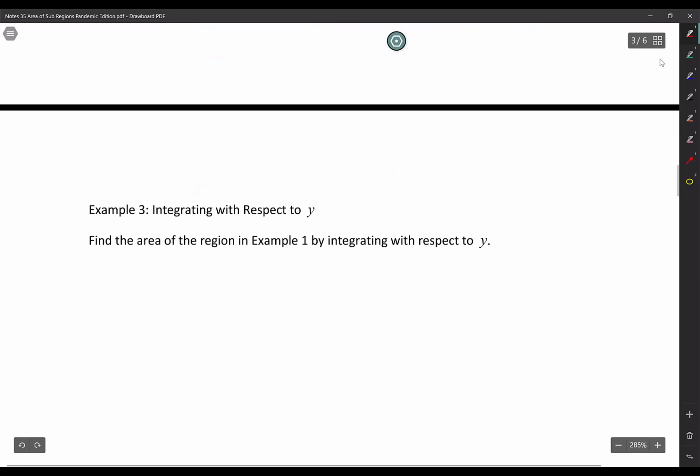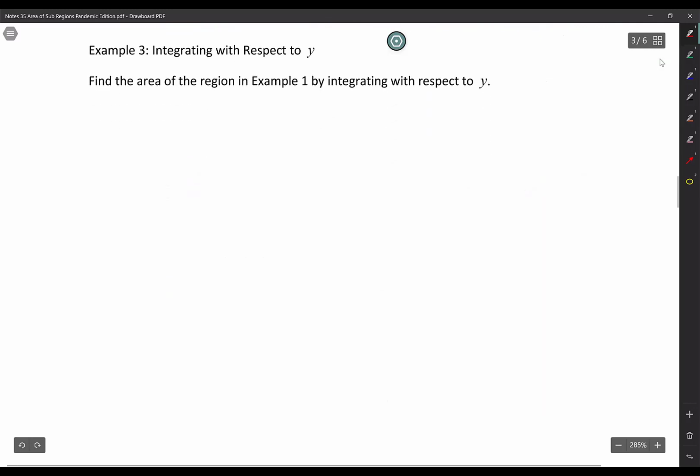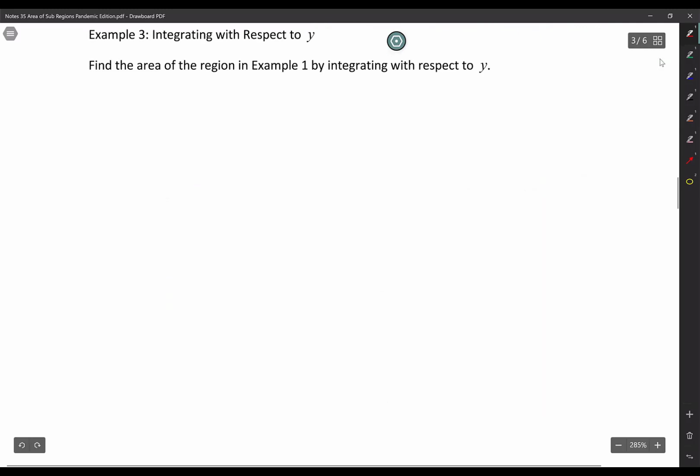Okay, we're going to do some examples. You guessed it. We're going to do that same problem that we've been doing. I should have put the picture in there. My bad. I'll put the picture in right now. Find the area of the region, example 1, by integrating with respect to y. Okay, so let me draw the region first. Square root of x. That's the square root of x.